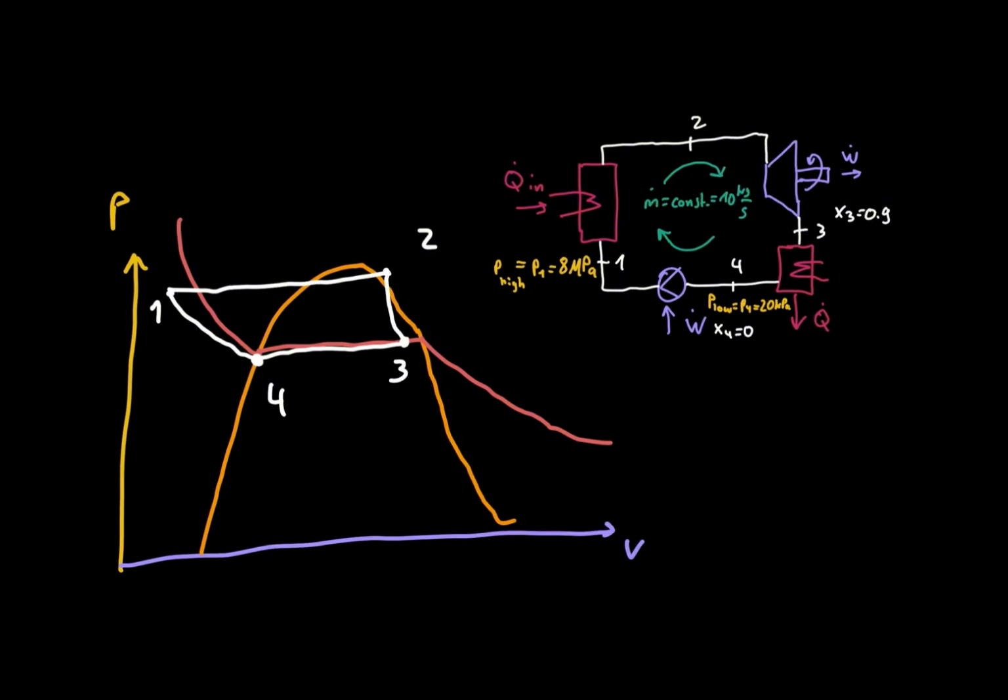From 3 to 4, the condenser creates a horizontal line to the left at low pressure. Each component creates a characteristic shape, and the turbine clearly shows the adiabatic curve.